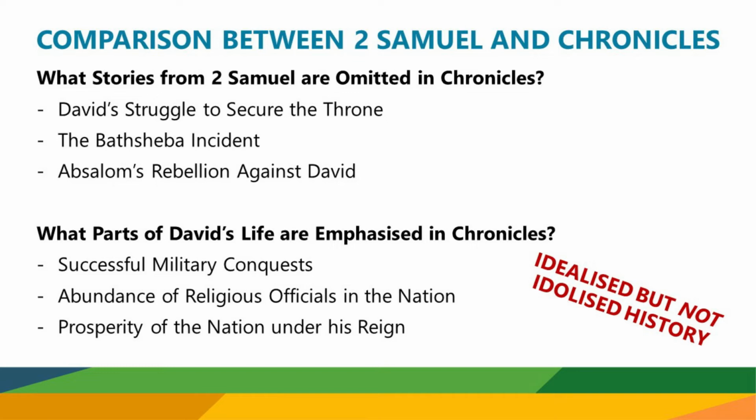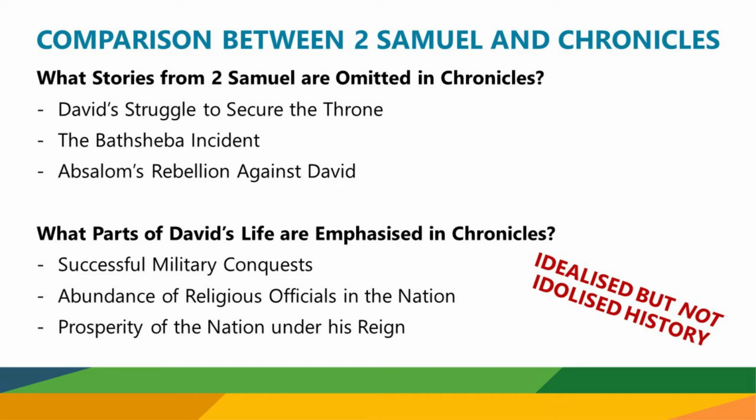Now, here's what's very important for us to remember. Ezra is not trying to cover up this history. He's not trying to rewrite history. He knows full well that if people want to know about the Bathsheba incident, they can go read the book of Samuel. Instead, what he's trying to do is give an idealized version of history. And this is very important. It's not an idolized version, putting these people up on pedestals to be worshipped and to receive unnecessary praise. But it's an idealized version of their history, focusing on all of the good parts.